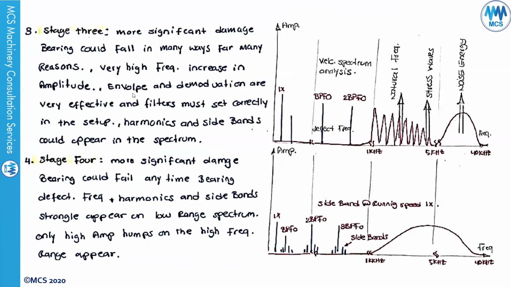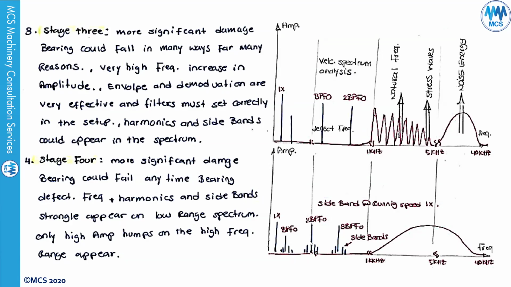In stage 3, you'll have more significant damage. And normally when I make my call, I do it in early stage 3. Bearings could fail in many ways for many reasons. There is a very high frequency increase in amplitude between 1,000 hertz and 5,000. You'll start to see, let's say, the outer race defect frequency with harmonics in the velocity spectrum. So at this stage, you need to take your decision by replacing the bearing.